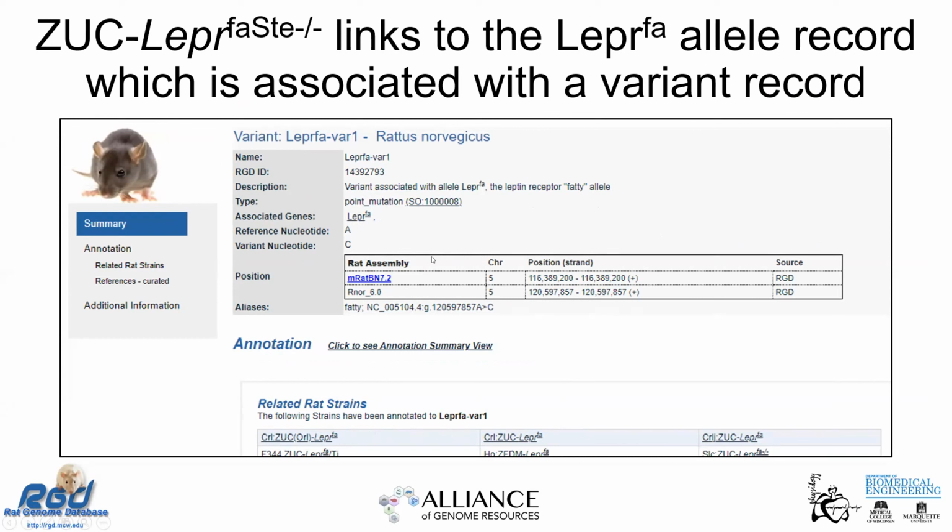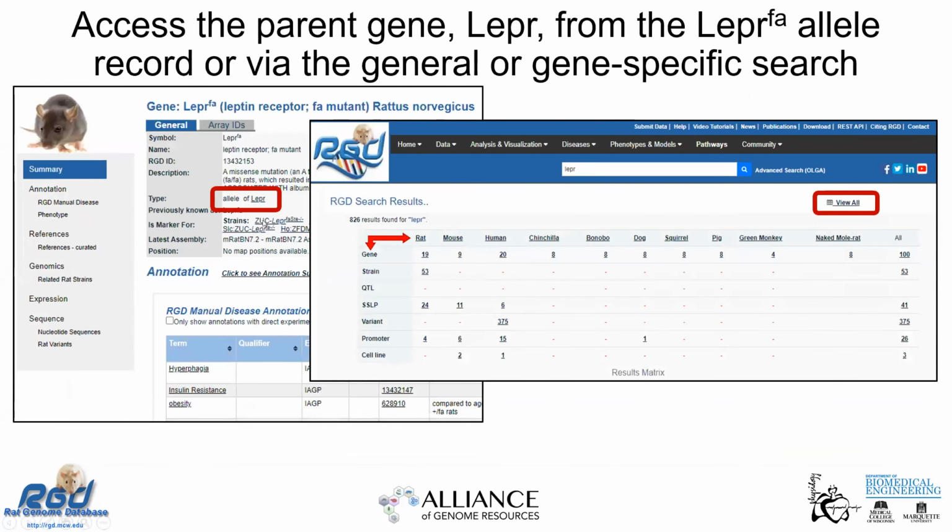So if I want more information about the parent gene, in this case Lepr, of this allele, I can either go back to the allele record and it gives me a link to the parent, or I can just search for that gene symbol, and I get all of the genes in all of the species that match that gene symbol. And then, as we've seen before, additional data types that match that search criteria.